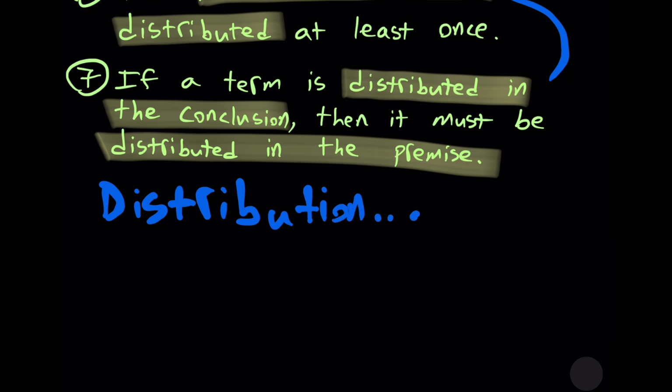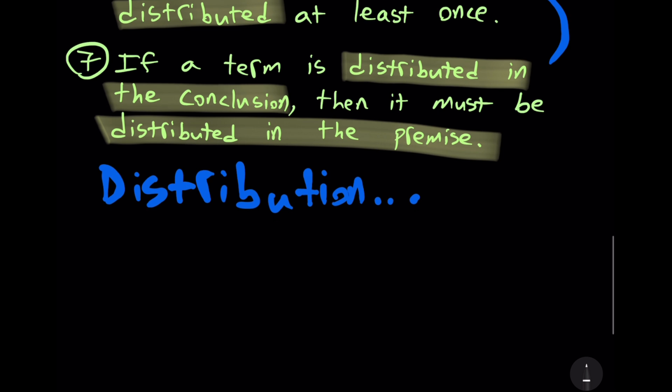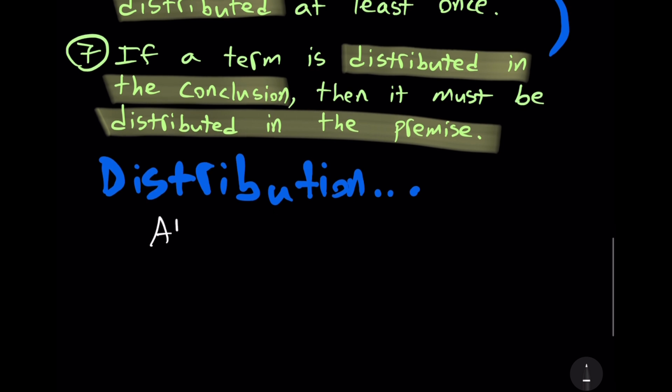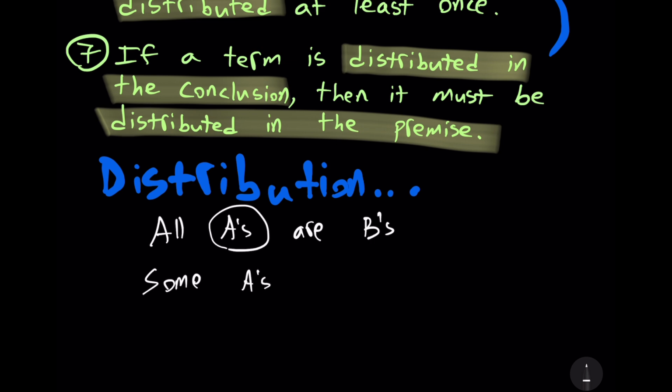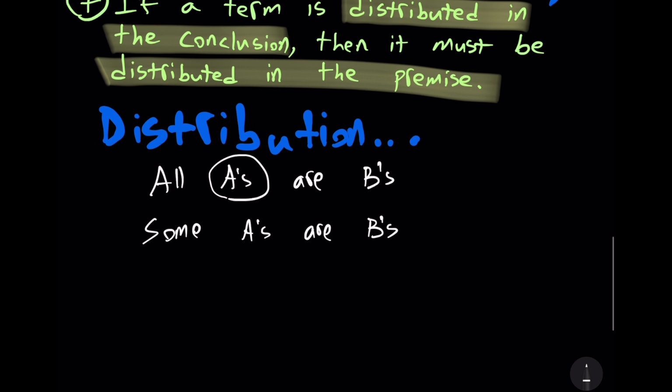Distribution is in reference to the extension of the terms in a proposition. A distributed term refers to all members that belong to it. So if we have a universal affirmative proposition like all A's are B's, the subject term A is distributed because we're referring to every member of A. In a particular affirmative proposition, such as some A's are B's, nothing is being distributed.